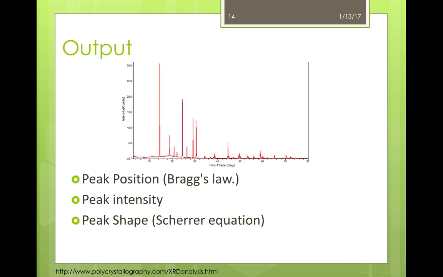XRD also takes into account the width and the shape of the diffraction peaks by using the Scherrer equation. This relates the peak width and the crystallite size. Here at CMSC, we use a program called JADE that analyzes the XRD peaks and profiles using these characteristics. It's an extremely powerful program, and I suggest you learn more about using it.